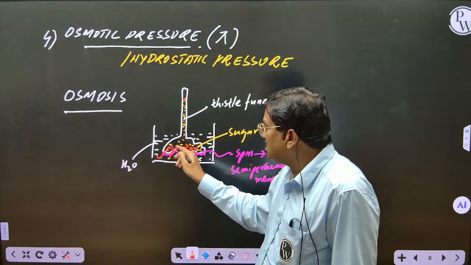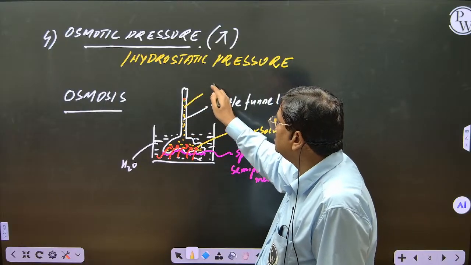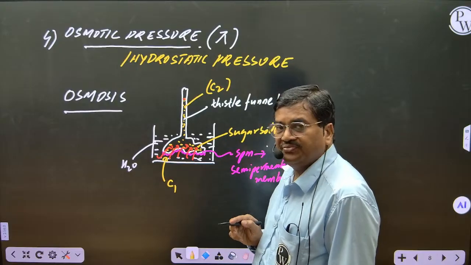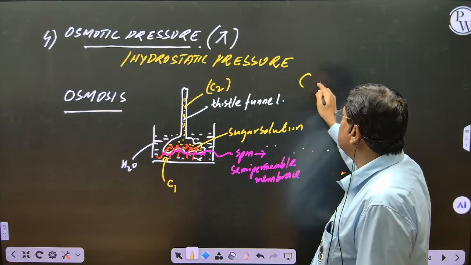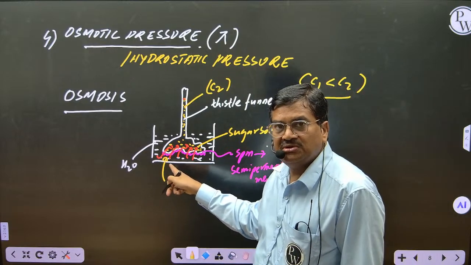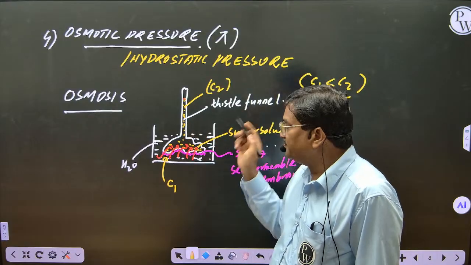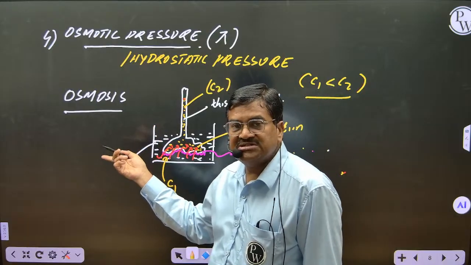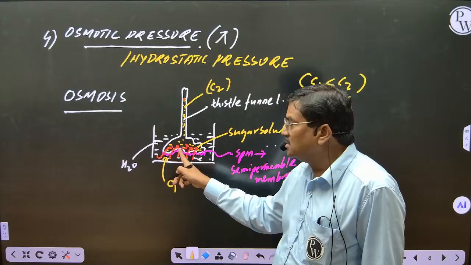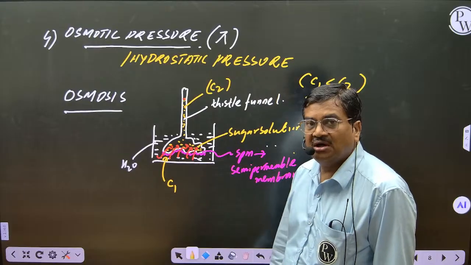Imagine this sugar solution I am calling C2. Assume the sugar solution's concentration is C2 and the water concentration is C1. Assume the concentration of C1 is less than the concentration of C2. That means the water does not have any solute, so its concentration is less, whereas this has more concentration. Hence, what we define for osmosis is simple: the movement of solvent molecules from lower concentration to higher concentration through a semi-permeable membrane, and that process is called osmosis.